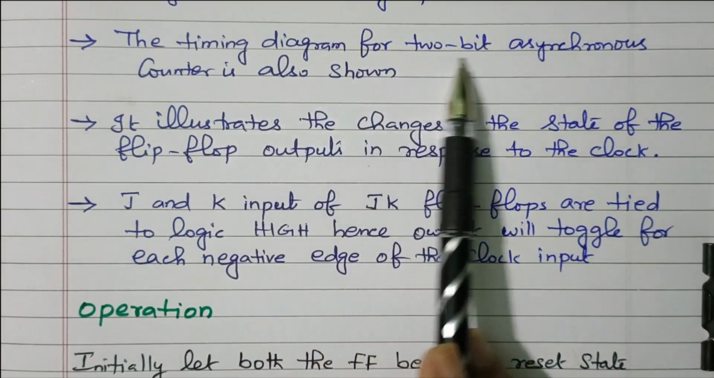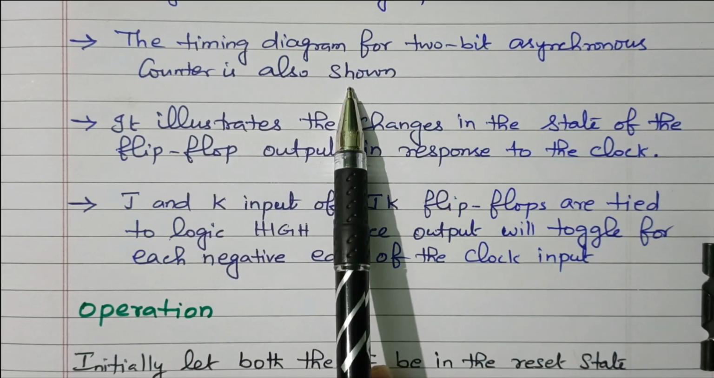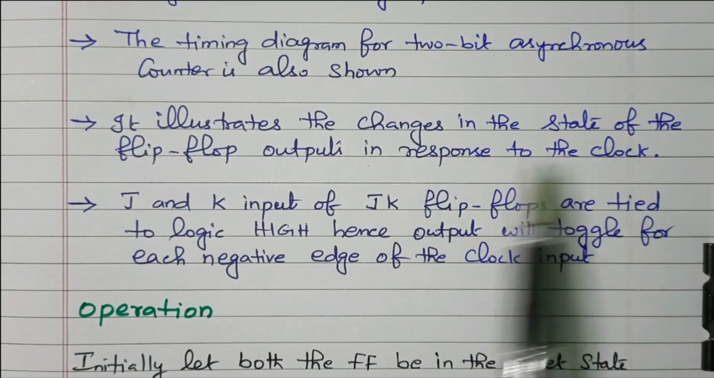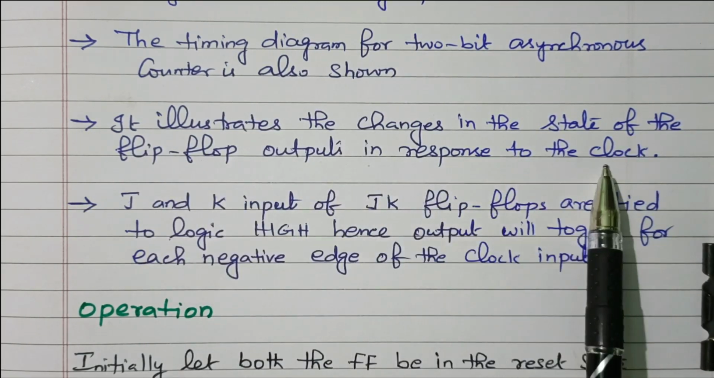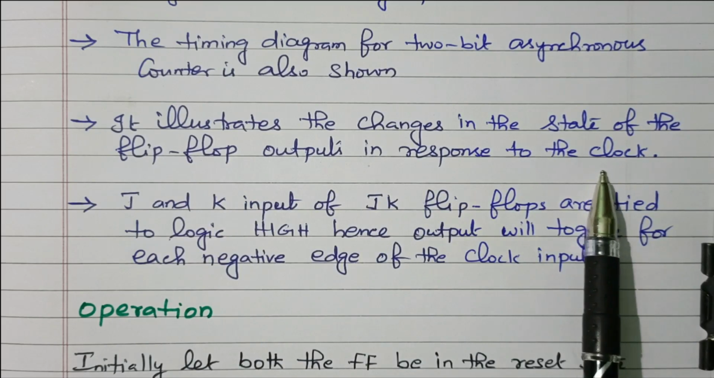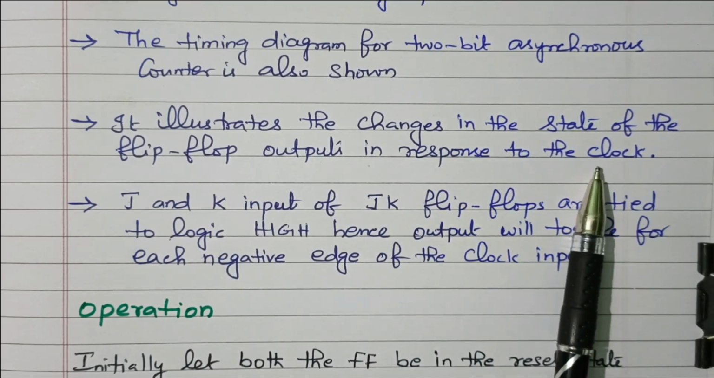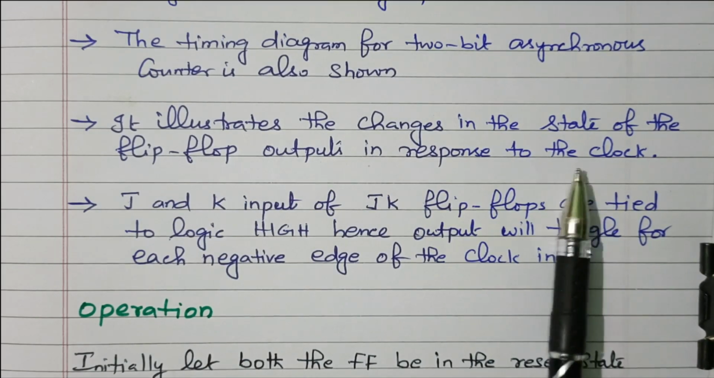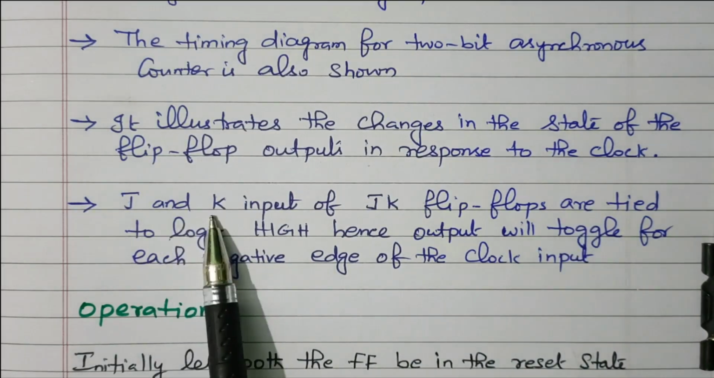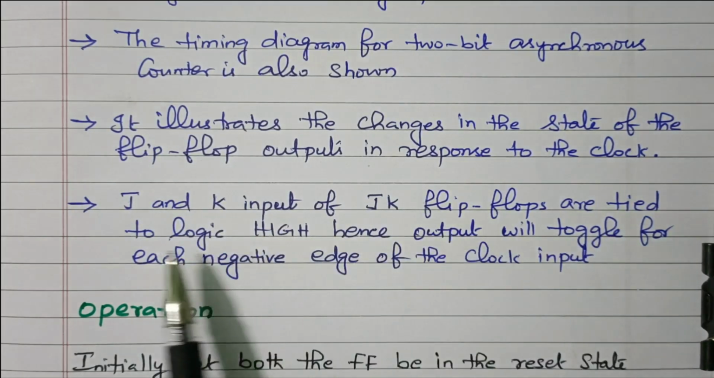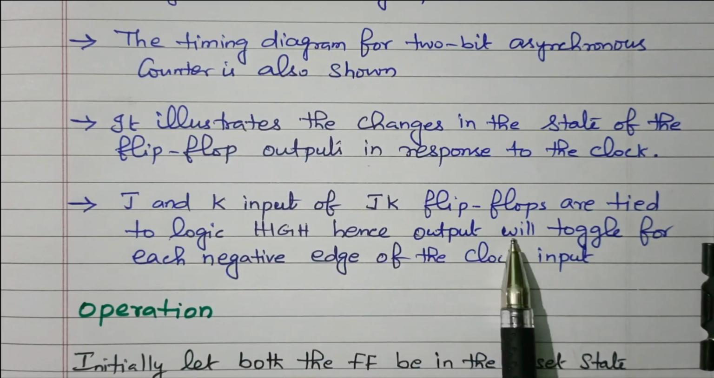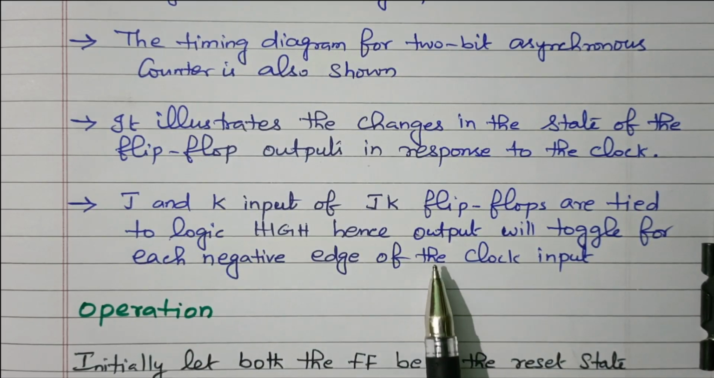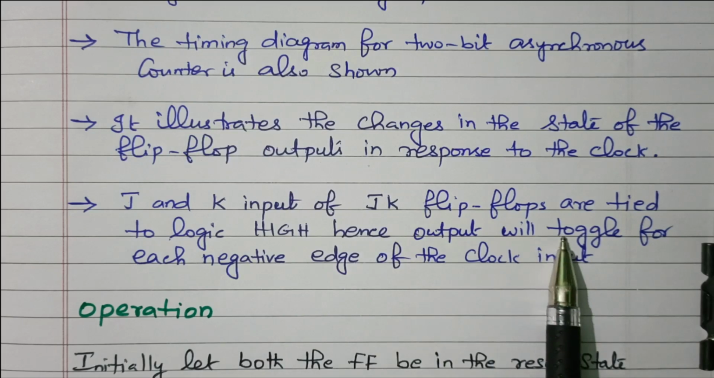The timing diagram of the 2-bit asynchronous counter is shown in the diagram. It illustrates the changes in the state of the flip-flop outputs in response to the clock. Right? Every negative trigger, the changes will occur. Because in a JK flip-flop, both the inputs are 1, it will toggle, 0 to 1, 1 to 0. So every clock pulse, the state changes. J and K inputs of the JK flip-flop are tied to logic high. Hence, the output will toggle for every negative edge of the clock pulse. That's what we discussed: J and K high means it will toggle.